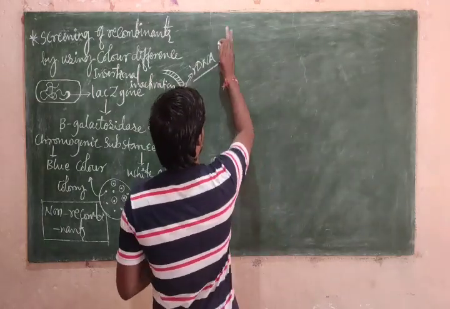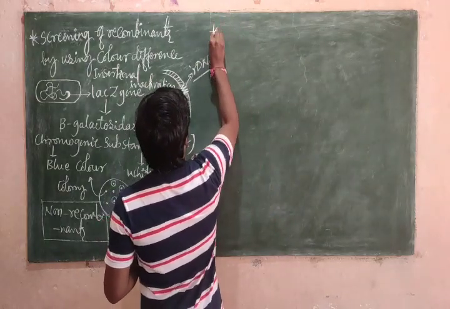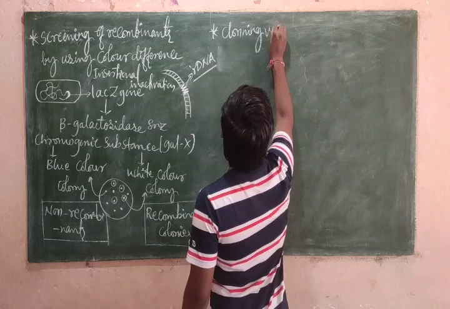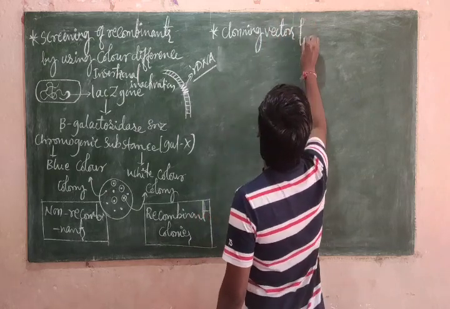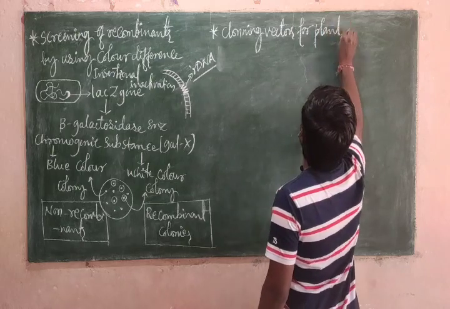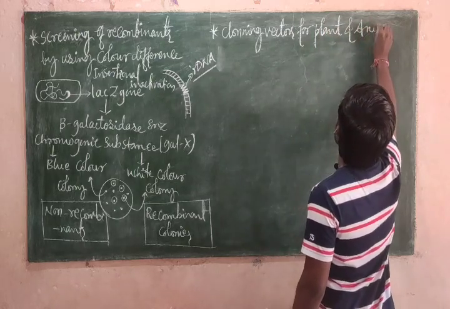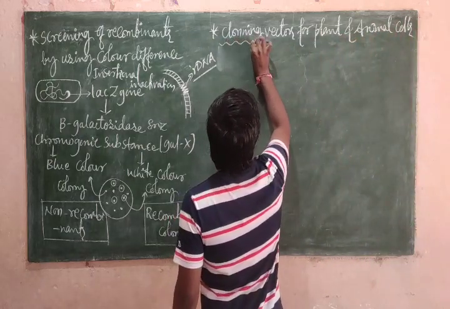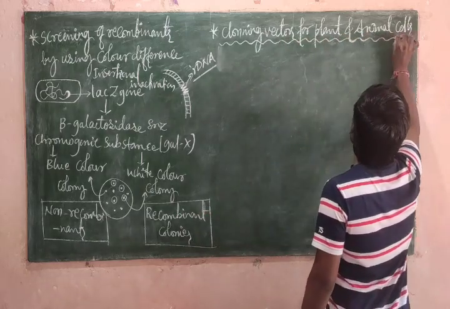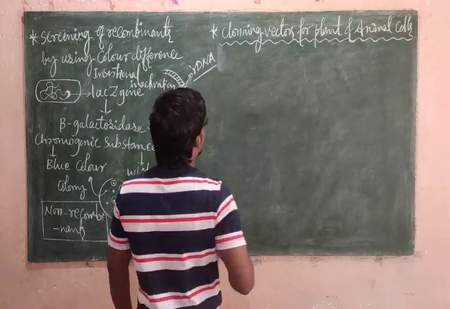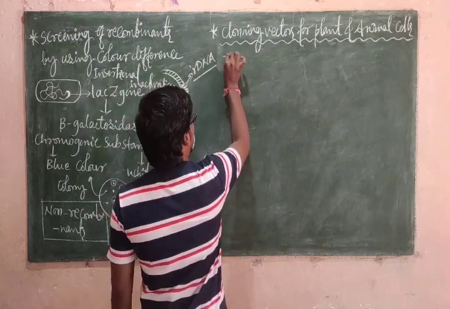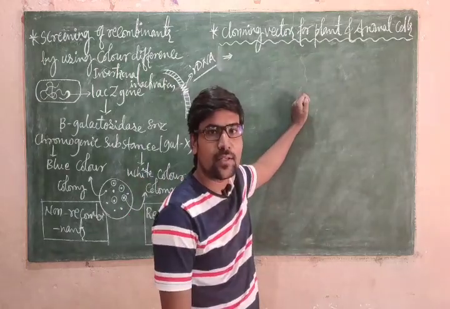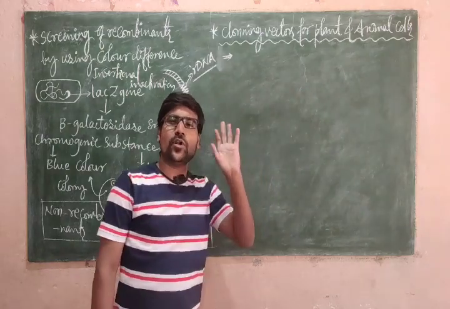So that means let us consider the cloning vectors for plant and animal cells. Cloning vectors for plant and animal cells. Okay. Now, let me start from the point. Listen. Let us start from the plant. Now, I need to get one product from the plant.